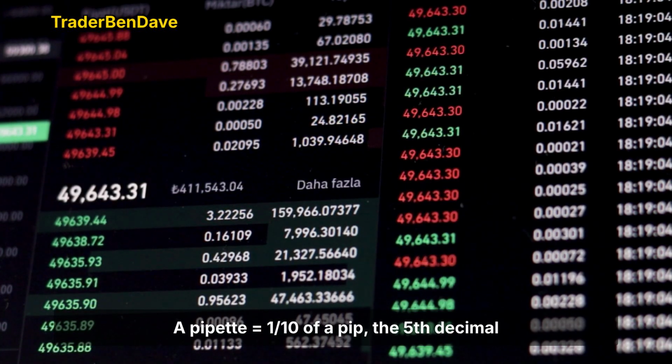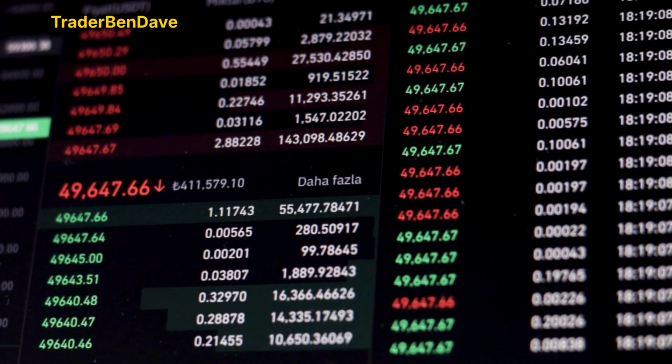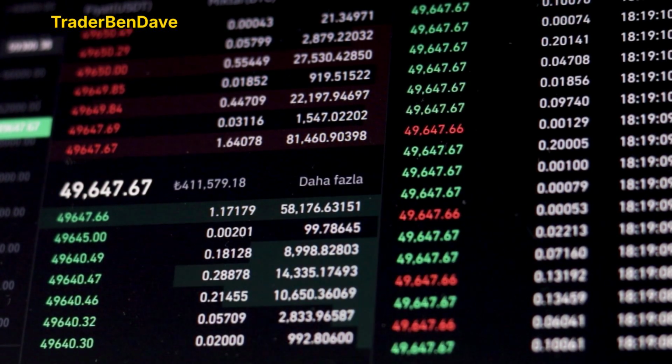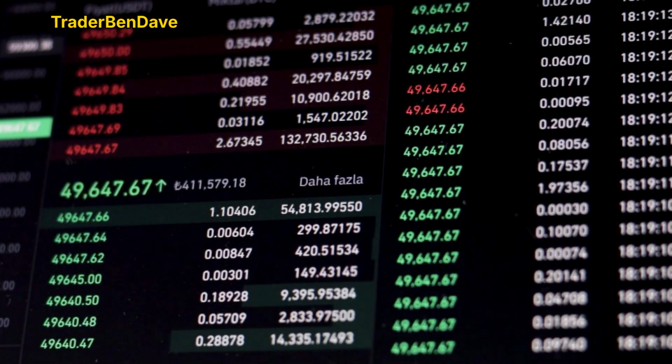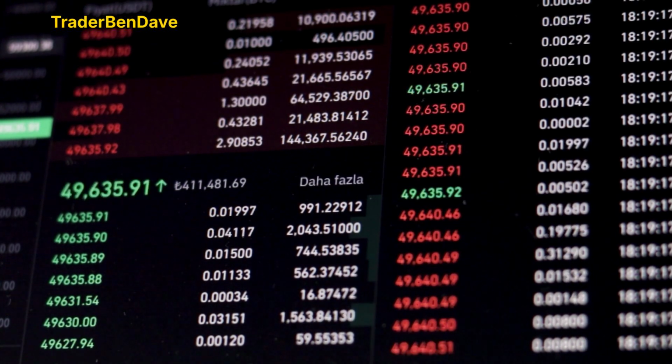A pipette is 1/10 of a pip, the fifth decimal place. Most modern brokers quote prices with an extra digit for more precision. So you see 1.07503 instead of just 1.0750. That extra digit is the pipette.